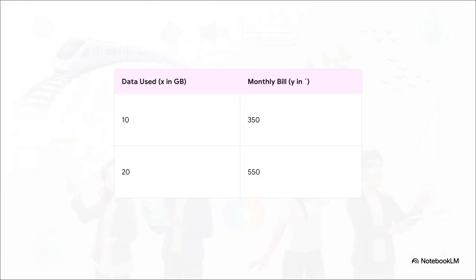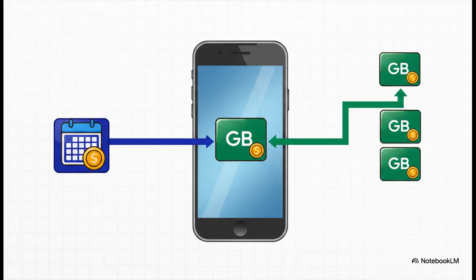Okay, let's put this master key to the test with a real-world puzzle. Let's say your phone bill was $350 for 10 gigabytes of data one month, and then $550 for 20 gigs the next month. There's a linear pattern here. Can we use our formula to figure out the exact pricing plan? By plugging those numbers into our formula, we can do a little detective work and solve for a and b. And what do we find? The rate a is 20, and the starting point b is 150. This reveals the phone company's secret. There's a $150 fixed monthly fee, and on top of that, it costs exactly $20 for every single gigabyte of data you use. We just decoded the bill.